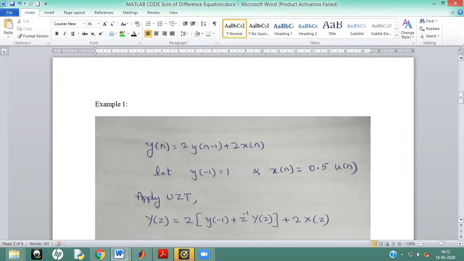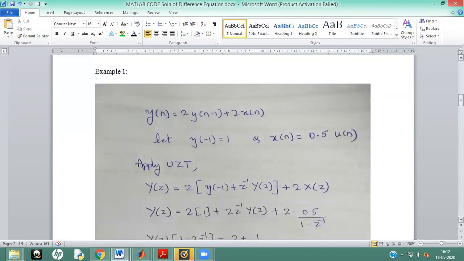So if you were to apply the unilateral z transform on this, you will get Y of z equal to 2 into the unilateral z transform of y of n minus 1, which is y of minus 1 plus z inverse Y of z. So you get this plus 2 into X of z. So you will get it like this. But what is X of z?